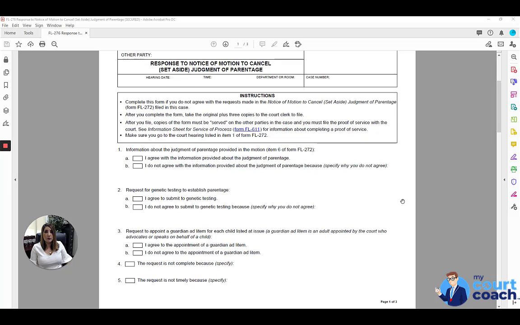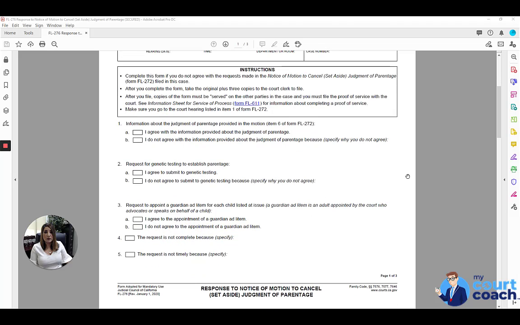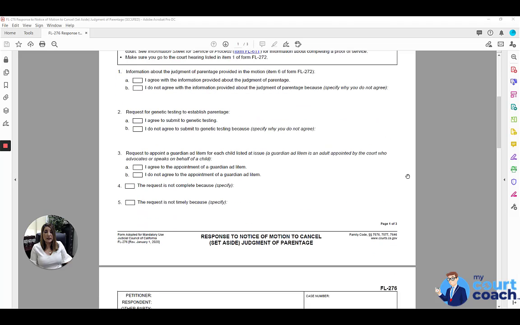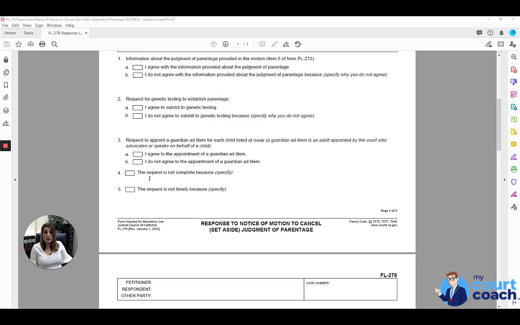Next, you need to indicate if you would agree with the request to submit to genetic testing. If so, mark box 2A. If you do not agree, mark box 2B and explain your reasons why. If the notice of motion requests that a guardian ad litem be appointed for the child at issue, and that is an adult that is appointed by the court to serve as that child's advocate, then you would want to mark box 3A if you agree to that appointment, and mark box 3B if you do not agree to the appointment. Next, if you do not believe that the notice of motion is complete, then you would mark box 4 and then indicate what you think is incomplete about the motion.